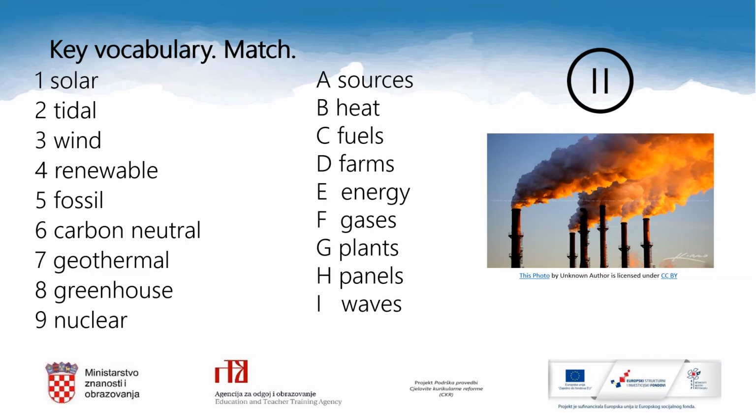Number 7, geotermalna toplina. Geotermalna, radi se o zemlji. Gea znači zemlja. Number 8, staklenički plinovi. And number 9, nuklearne elektrane. Plant means power plant.